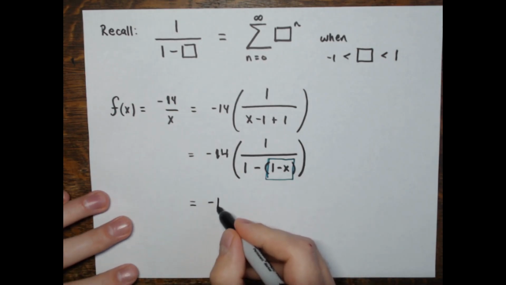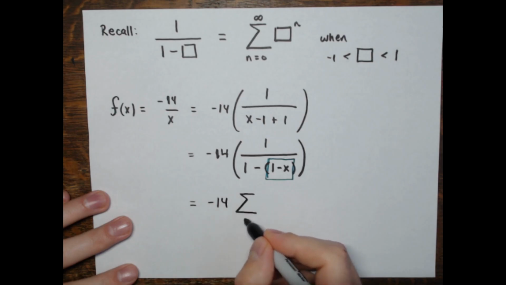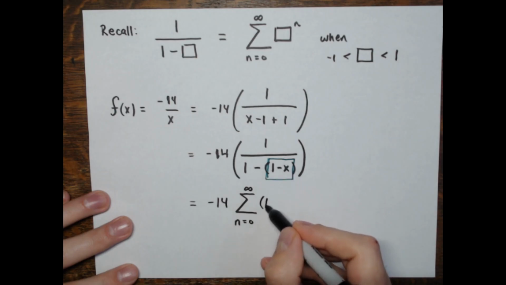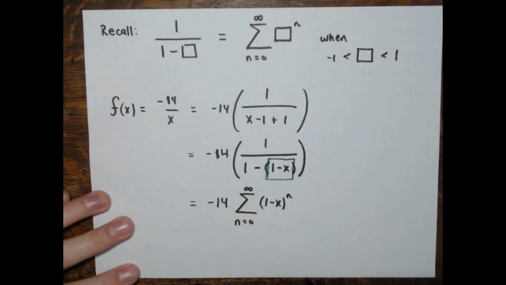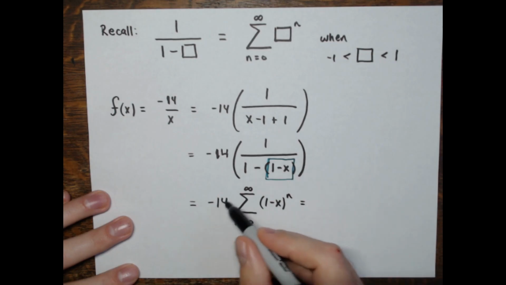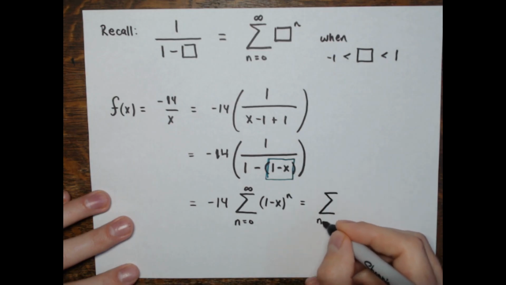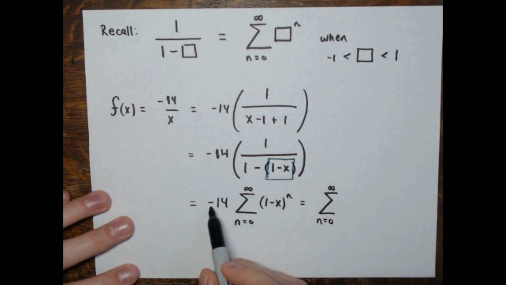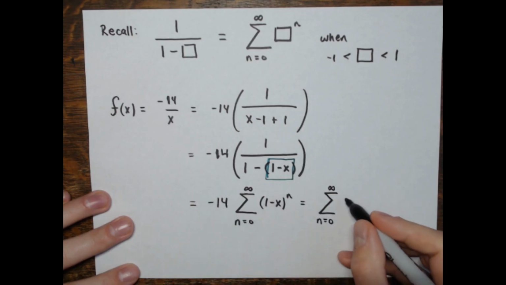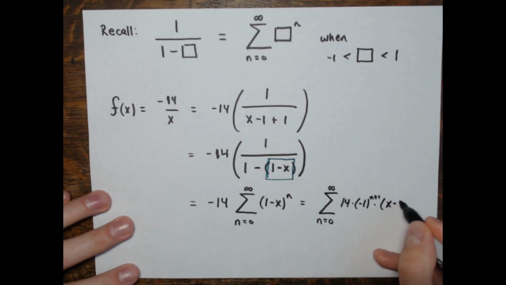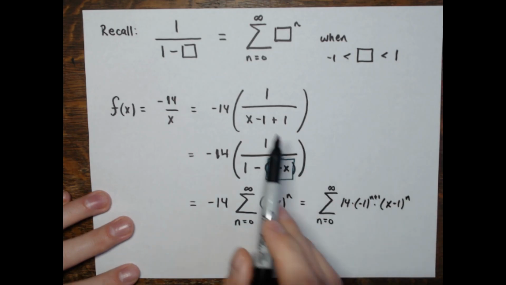So as a series, this should be equal to negative 14 times the sum from n equals 0 to infinity of 1 minus x to the nth. Which, if I factor a negative 1 out of this, you'd have negative 1 to the nth times x minus 1 to the nth, and then I'll put the negative 14 in. So that'll be the sum from n equals 0 to infinity. Now, the negative 14, you can think of that as negative 1 times 14, and then there's a negative 1 to the nth here. So I'd have 14 times negative 1 to the n plus 1, and then times x minus 1 to the nth, right? So there's your series representing our function.